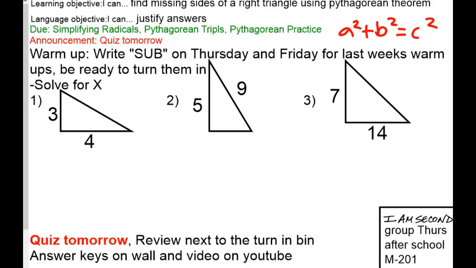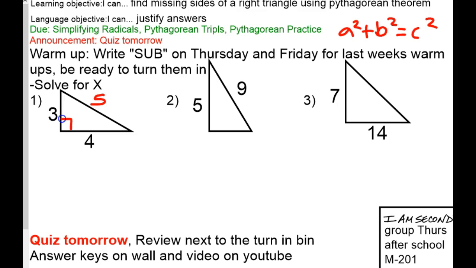Okay, Pythagorean theorem is a squared plus b squared equals c squared, like it was in middle school. We learned on Thursday that if you see 3 and 4 as your legs, 5 would be your hypotenuse. 3, 4, 5 is a Pythagorean triple, okay?